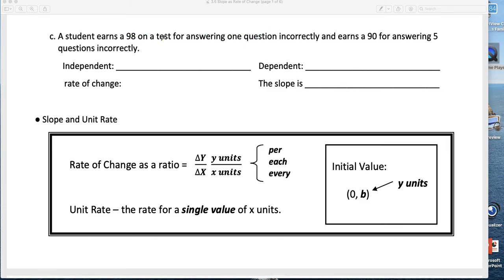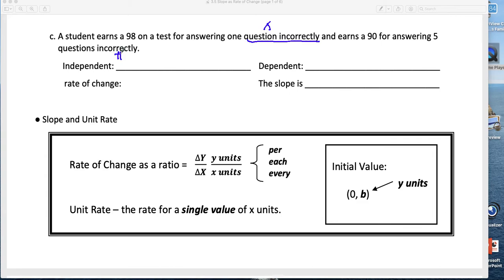So do you think I get the score based on how many questions are incorrect, or do I get the questions incorrect based on the score? I am pretty confident that independent here is going to be the number of incorrect questions. That's the only thing that makes sense. So, incorrect questions, not correct questions, we need the entire thing. That's going to be X. That determines what the score is.